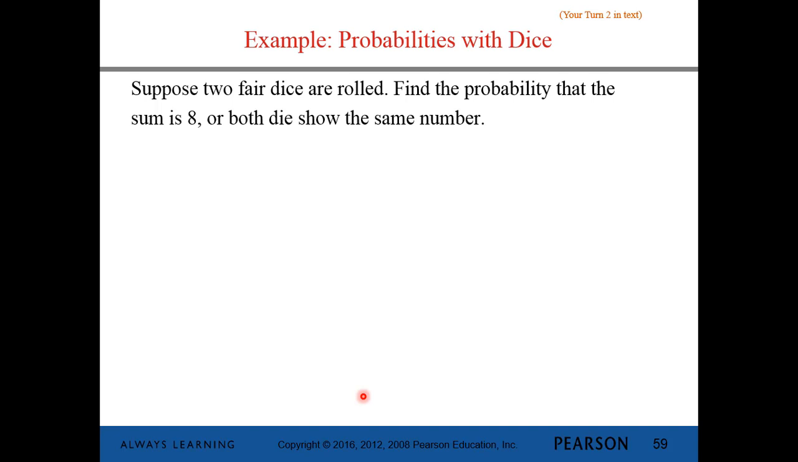Okay. Now, is there a way to get both an 8 and have the same number show up on both die? And the answer is yes. I can get a 4 and a 4. So there's one way where both will happen.